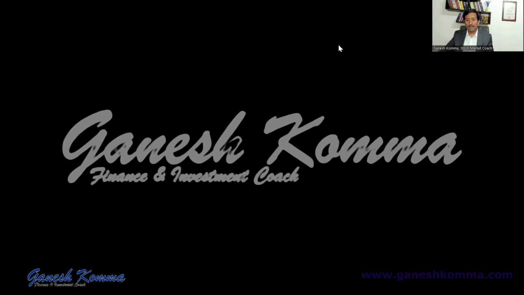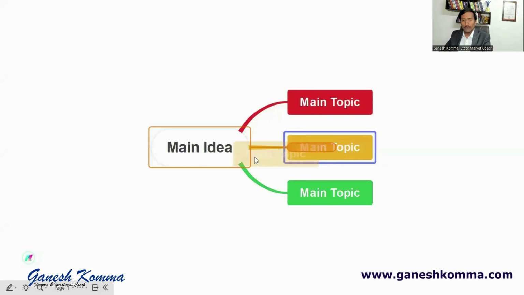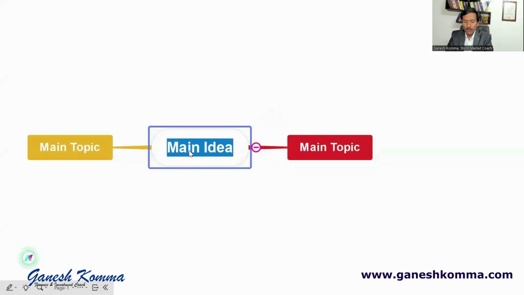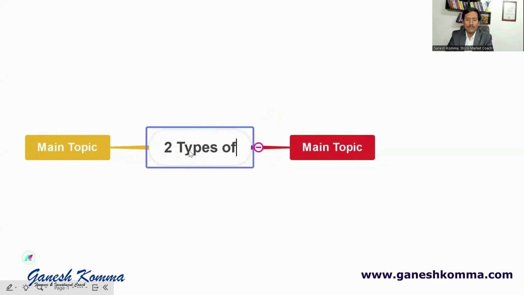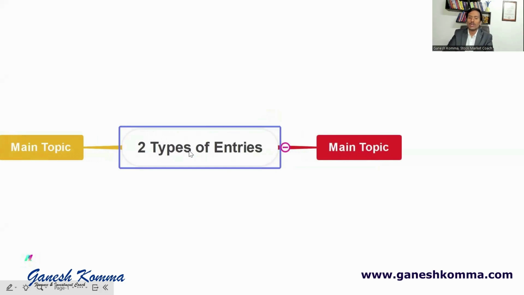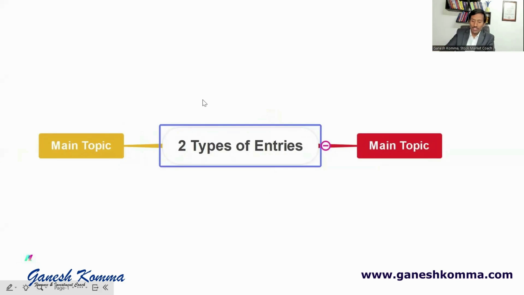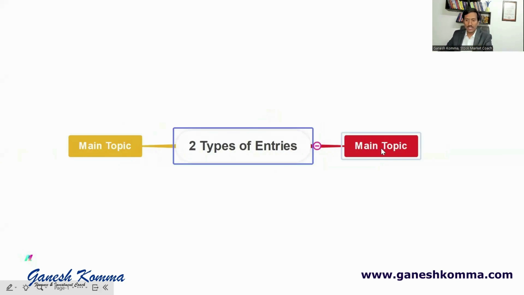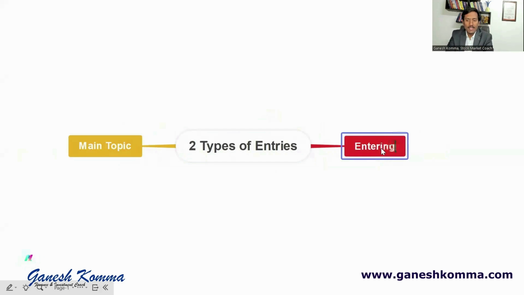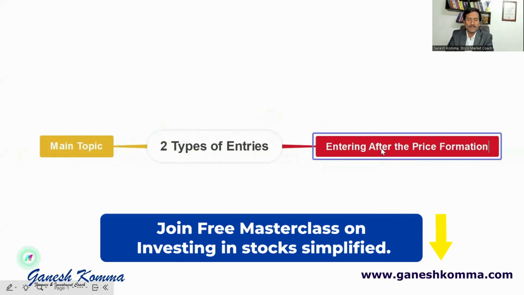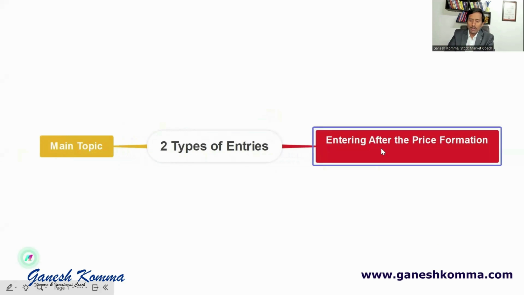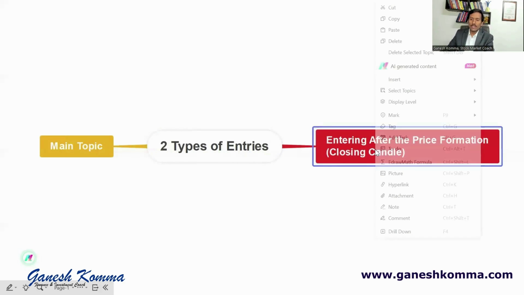So let me explain it in terms of a mind map. First of all, we'll be discussing two types of entries into a stock, into a position. Stock means a position. The first type is entering after the price formation. After the price formation, we also call it the closing candle, right? Closing candle.